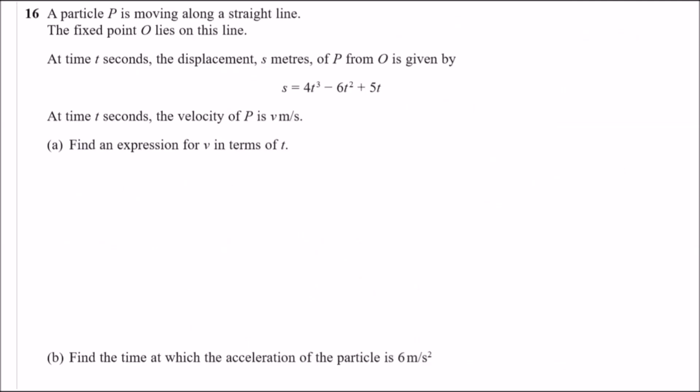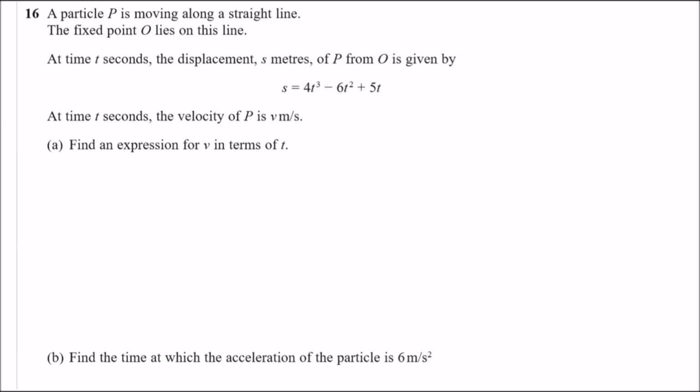All right, 16. So a particle P is moving along a straight line. The fixed point O lies on this line. So at time t seconds, the displacement, or the distance, s meters of P from O is given by this equation here. At time t seconds, the velocity of P is v meters per second. Find an expression for v in terms of t.